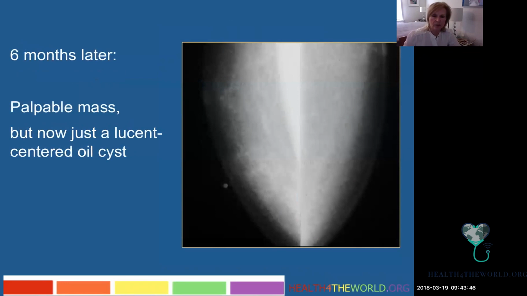So we did a follow-up mammogram, and now you see there's just this kind of thin rim of density with a lucent center. So this is now evolving, a hematoma which has evolved to the condition of an oil cyst. This does not look like a cancer. It's not denser in the center. It's fatty. So this is classic for an oil cyst as a result of trauma.